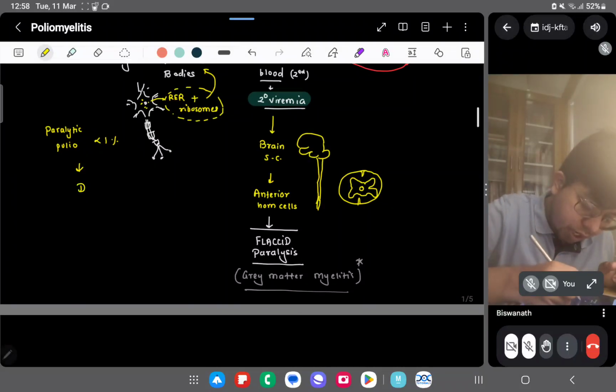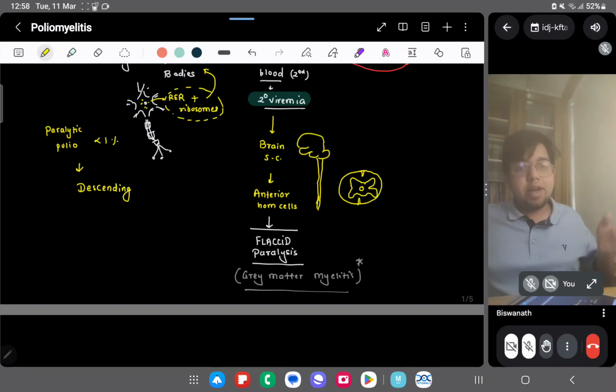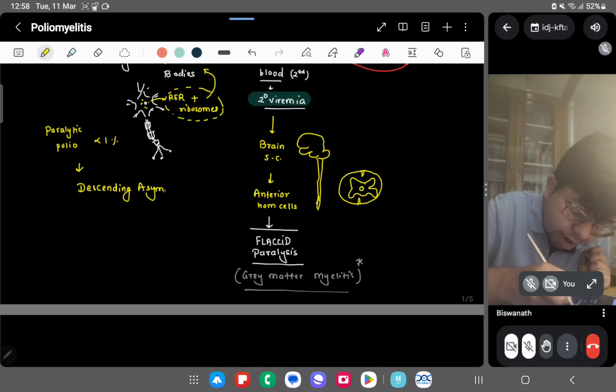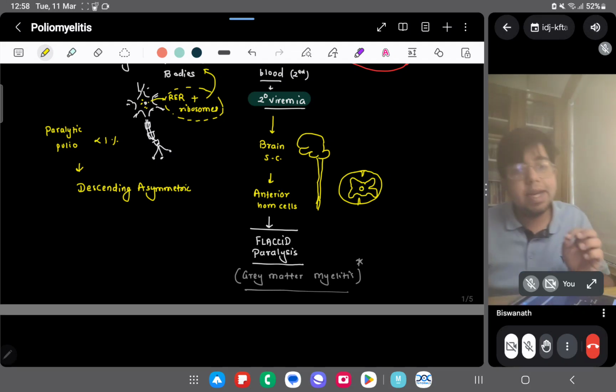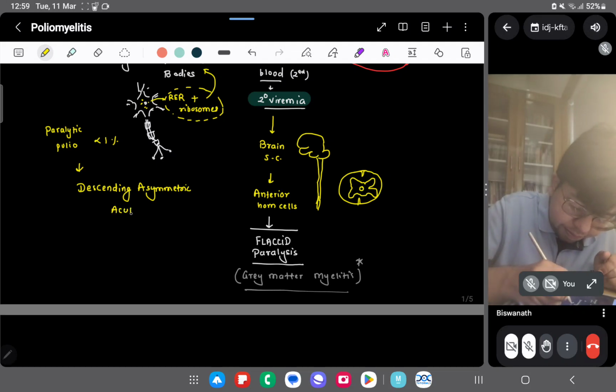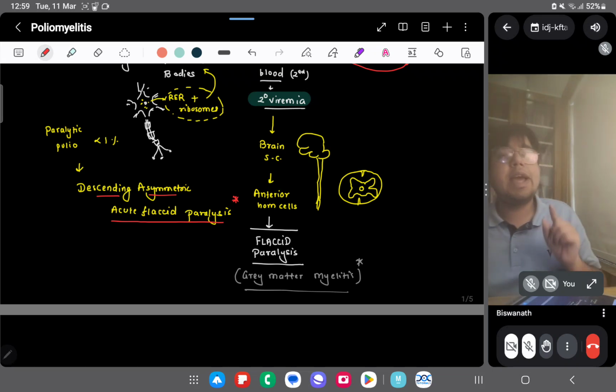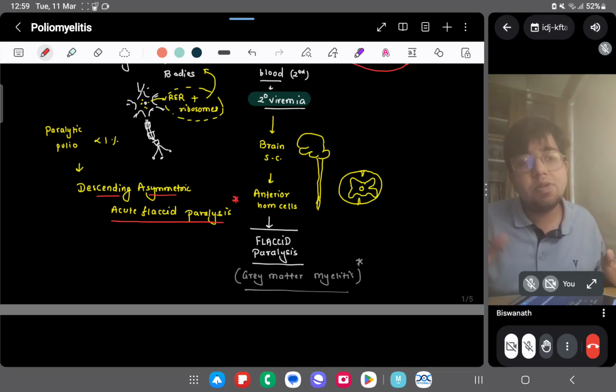Descending. It is not always bilateral. Not always, the descending tract of one side is affected basically, and it's not that both sides will be affected. So it is the asymmetric one. So descending, asymmetric, acute, flaccid paralysis. So they ask you what type of paralysis is that. I told you all the meanings of the terms. Descending, asymmetric, acute, flaccid paralysis. So this is the paralysis which is there, right?